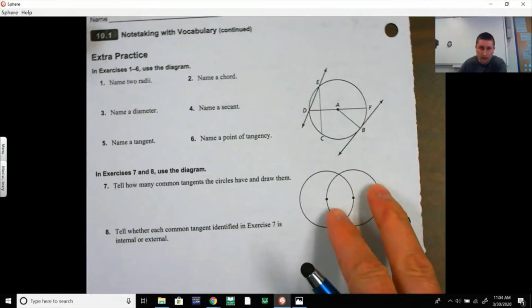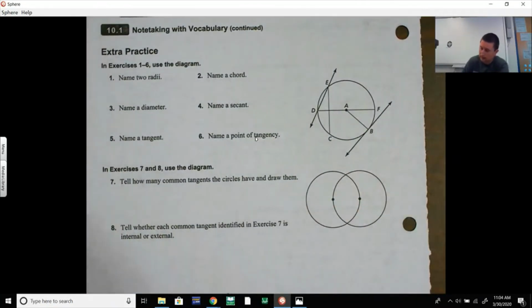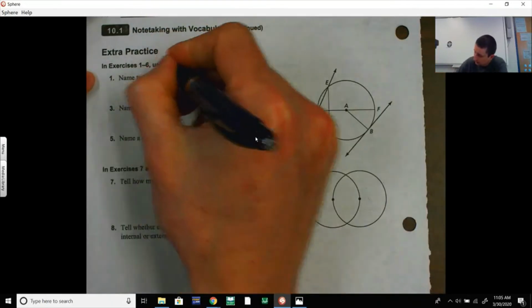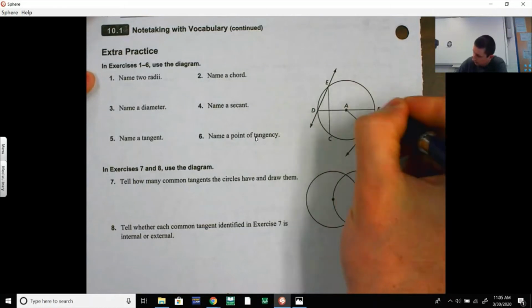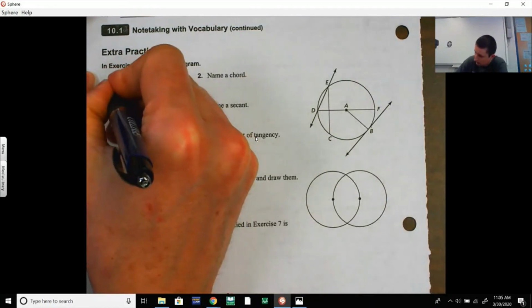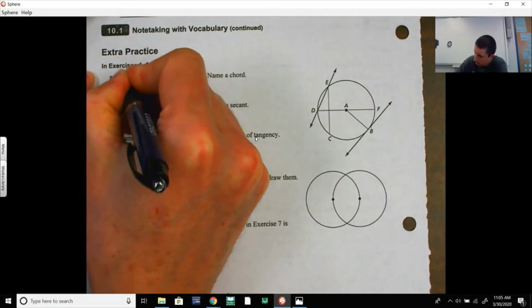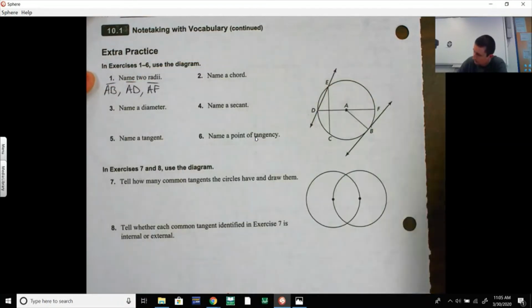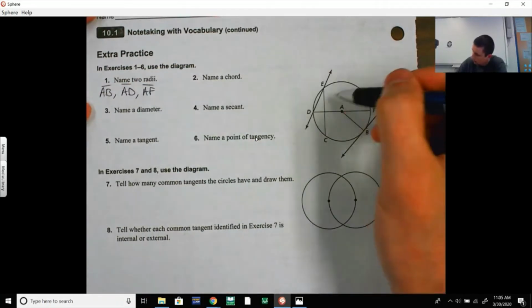Okay. So use the diagram, name 2 radii. Radii go from the center out. So you actually have 3 options: AD, AB, and AF.